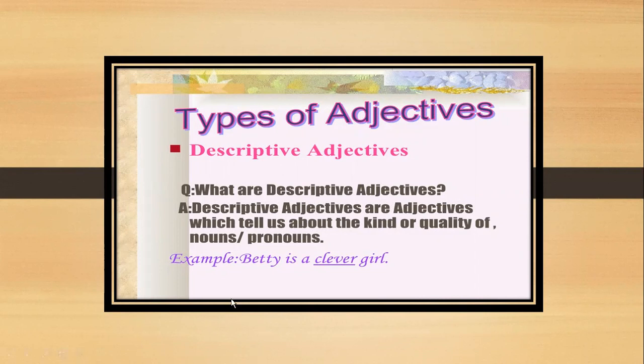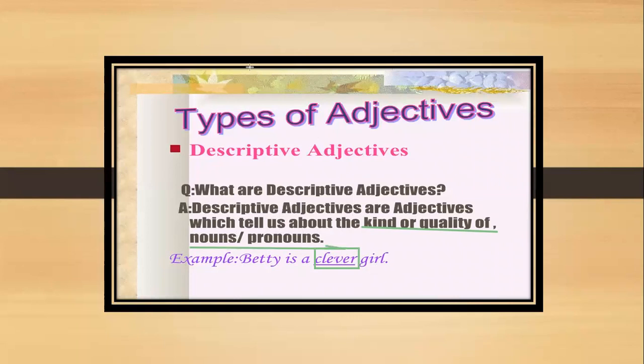Okay, so let's take a look at this example. It says that Betty is a clever girl. So in this sentence, the word clever is the descriptive adjective. Let me tell you how we were able to find it out. See, descriptive adjectives tell us about the kind or the quality of a noun or a pronoun. So it is telling us the quality of a noun.